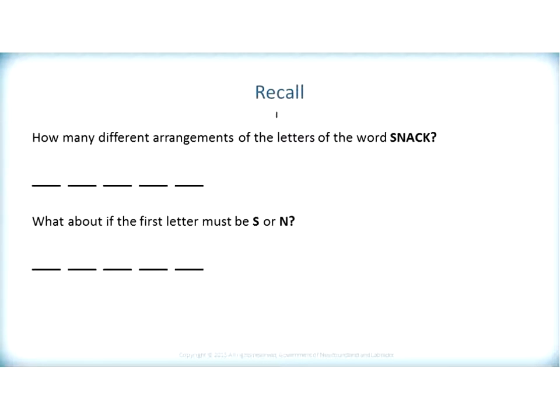How many different arrangements of the letters of the word snack? Well, of course, there are 5 options to go in the first position. That leaves 4 for the second position, 3 for the third position, 2 for the fourth position, and only 1 letter left, which is equal to 120 different options.